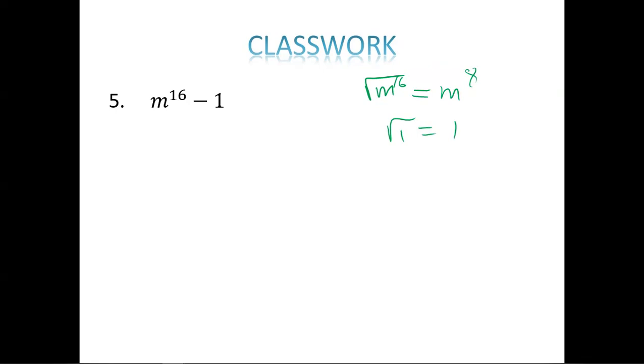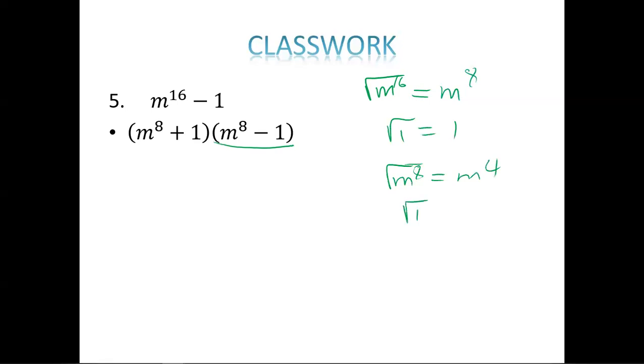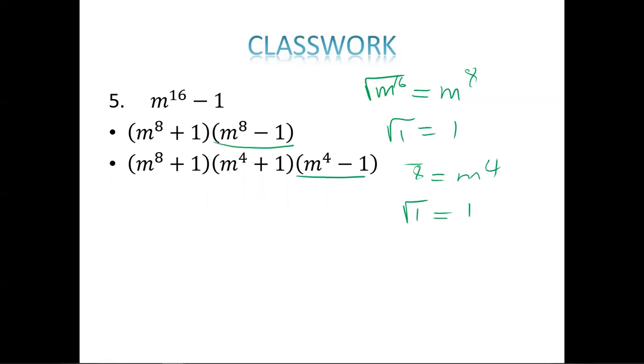So I'll end up having m to the exponent of 8 minus 1 and m to the exponent of 8 plus 1. But please note that I can still factorize this one here by finding the square root of m to the exponent of 8. What is it? It is m to the exponent of 4. And what is the square root of 1? It is still 1. So I can simply factorize it as m to the exponent of 4 plus 1 and m to the exponent of 4 minus 1. And again, I can still factorize that. What is the square root of m to the exponent of 4?